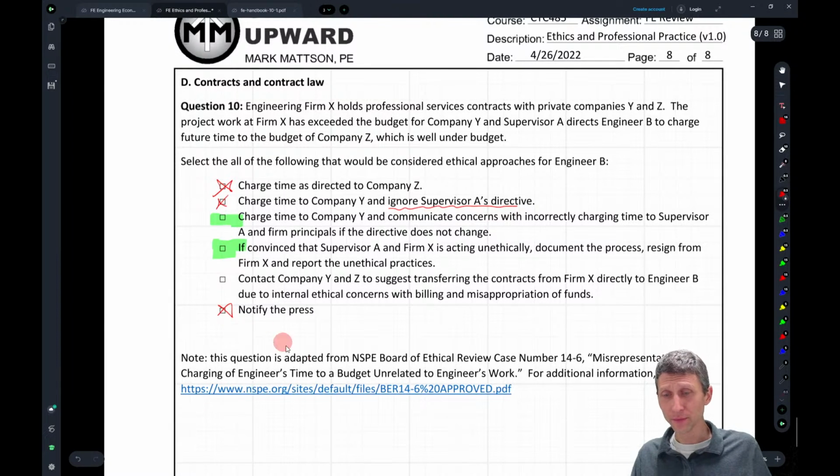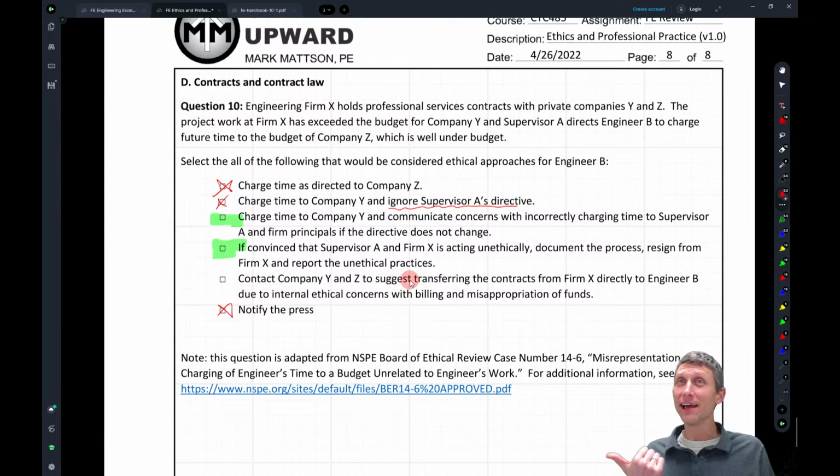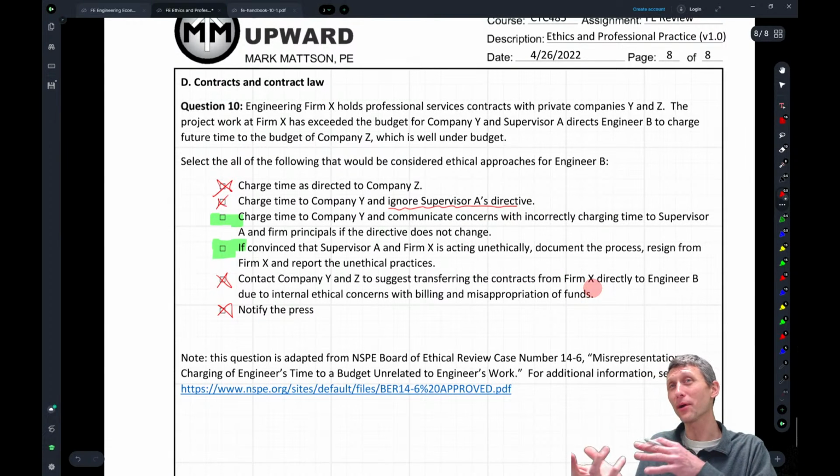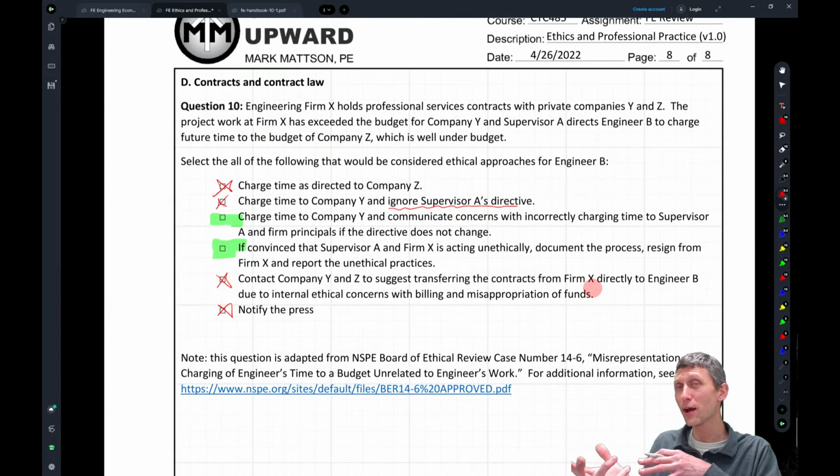But what else? Is it ethical to just contact company Y and Z and say, hey, I'm working for a bunch of goons over here, and they are fraudulent, they're ripping you off, so why don't you just give me the contracts? That's not good either. Why is that? Because you're taking proprietary information from your first firm, from firm X, and using it for your own benefit with these other companies, and that's not okay either. So I'd say the middle two are your reasonable approaches here.